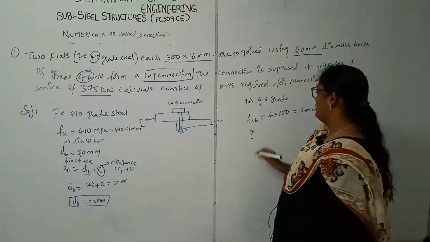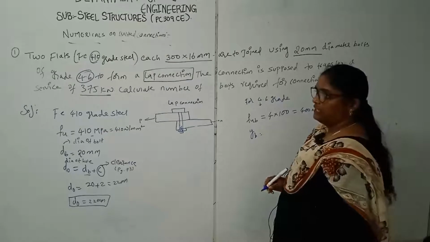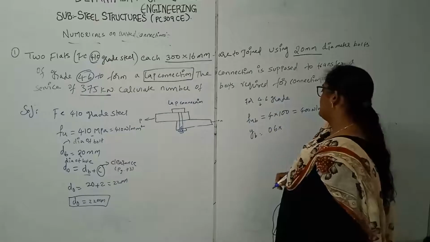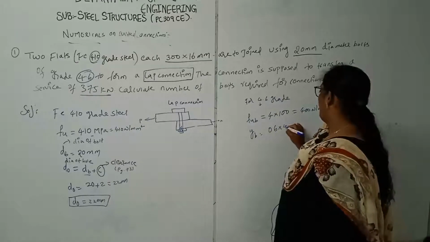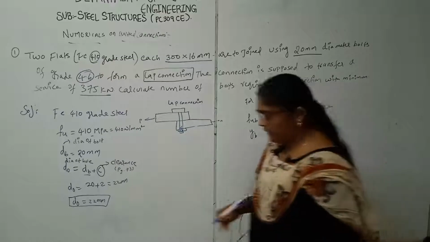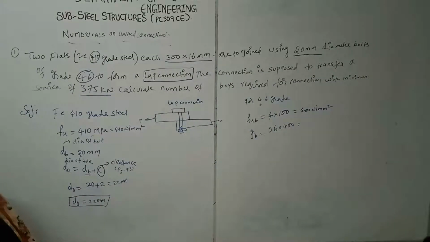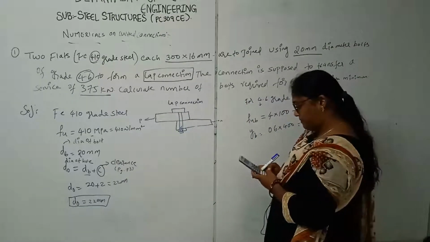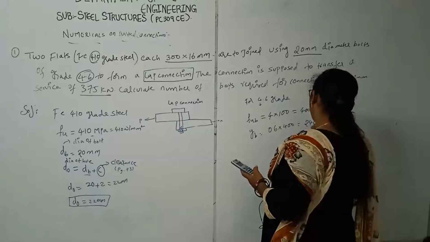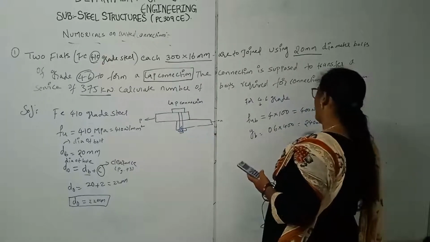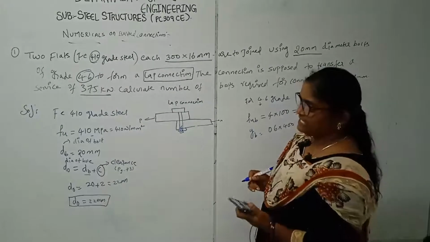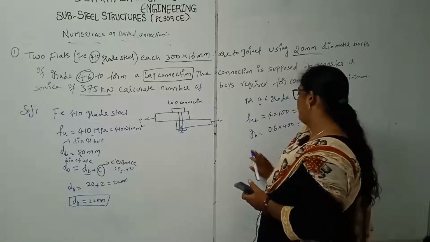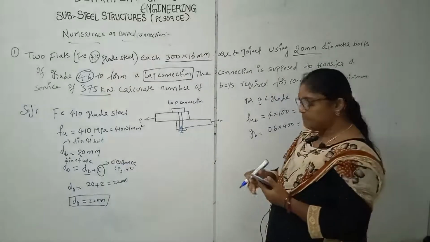And next one, yield stress of the bolt: 0.6 into 400. So how much will it be? 0.6 into 400, that will be 240 Newton per mm square. And the yield stress of steel in the market will be 250 Newton per mm square.